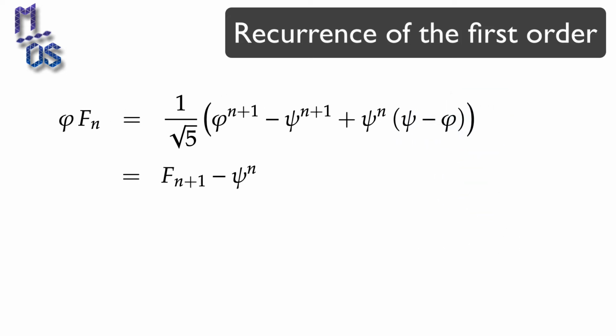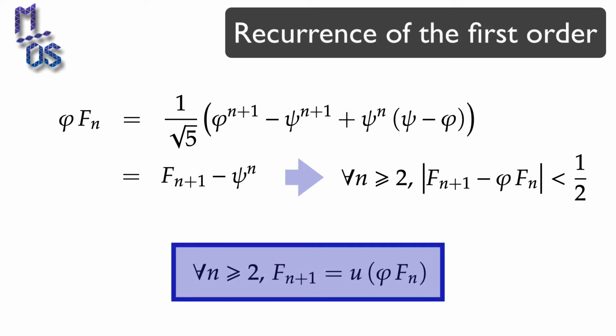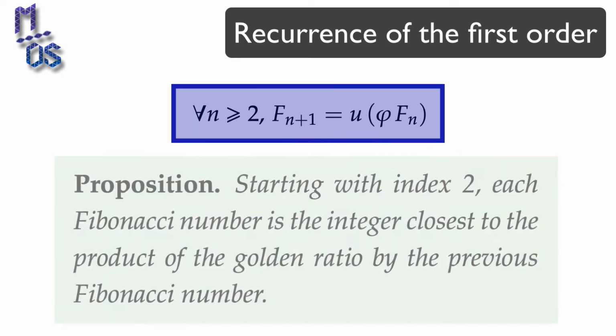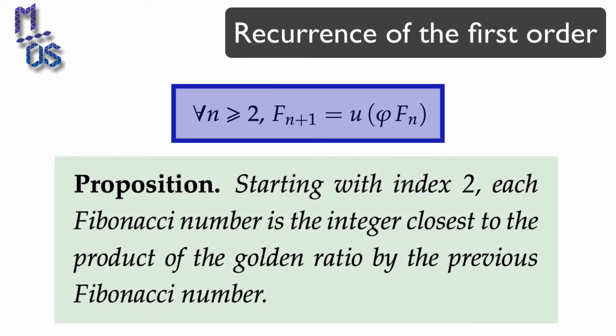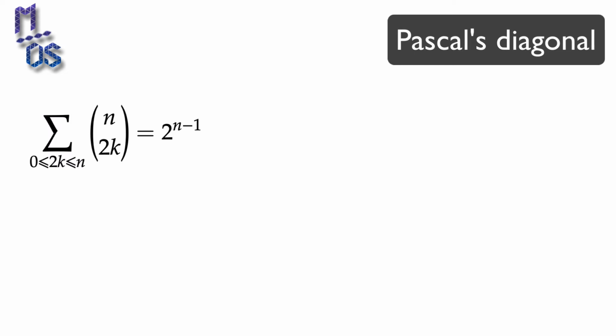As a consequence, the gap between f sub n plus 1 and phi times f sub n is less than 1/2 for each integer n greater than 1. And here is finally the first order recurrence relation we were looking for. Starting with index 2, each term in the Fibonacci sequence is the integer closest to the product of the golden ratio by the previous term. Did you know that? Let's move to another context.